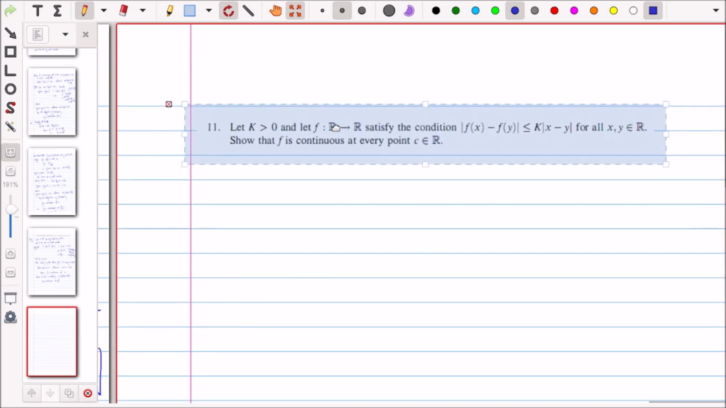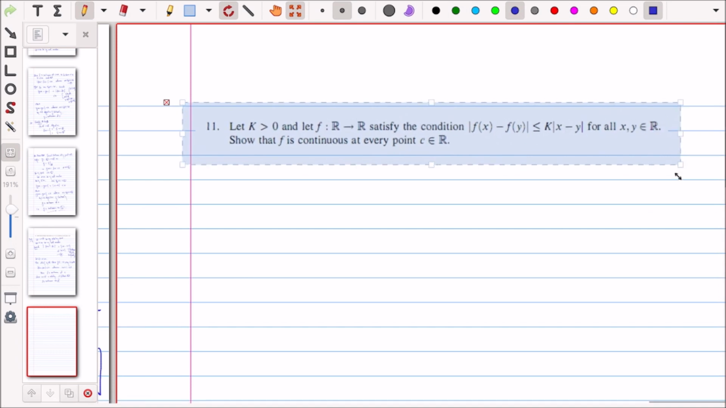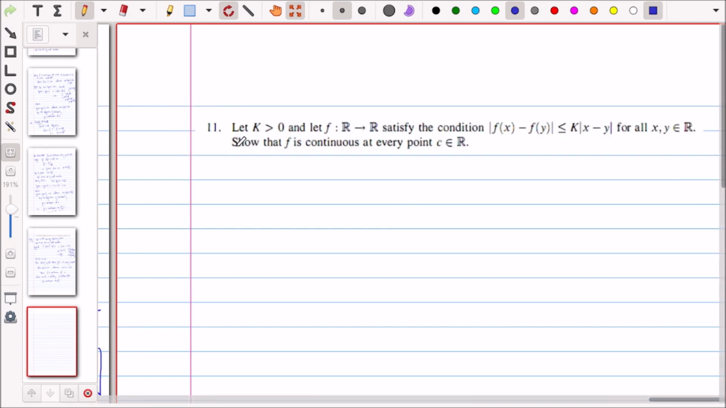So again, this is an easy question. You are given k greater than 0 and f is a function from R to R satisfying the condition |f(x) - f(y)| ≤ k|x - y| for every x, y belonging to R. You have to show that f is continuous at every point c belonging to R.